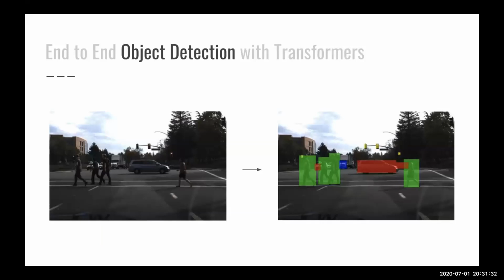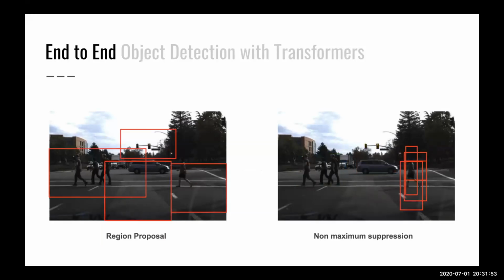So the paper is called End-to-End Object Detection with Transformers. So object detection is defined as the task of finding all the objects in an image and creating a bounding box for all those objects and classifying them from a predetermined set of classes. End-to-end, this is actually one of the bigger contributions of this paper.